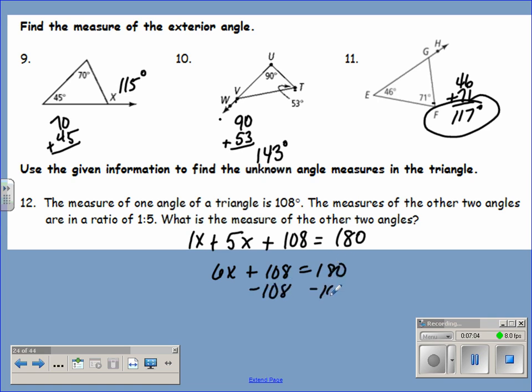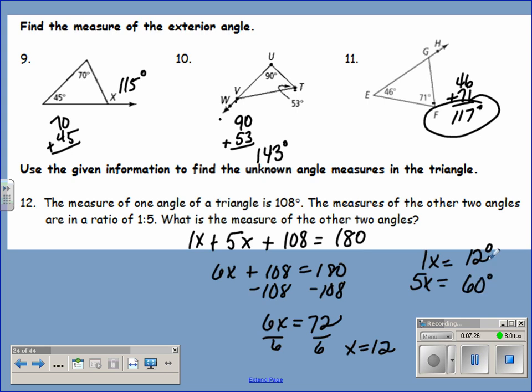Subtract the 108 from both sides. We get 6x equals 72. Then divide by 6, and x is 12. But now we have to figure out what the measures of the two angles are. So we have to figure out what is the 1x and what is the 5x. The 1x would just be 12 degrees. And then for the 5x, you'd do 5 times 12, so that would be 60 degrees. So my other two angles would be 12 and 60 degrees.